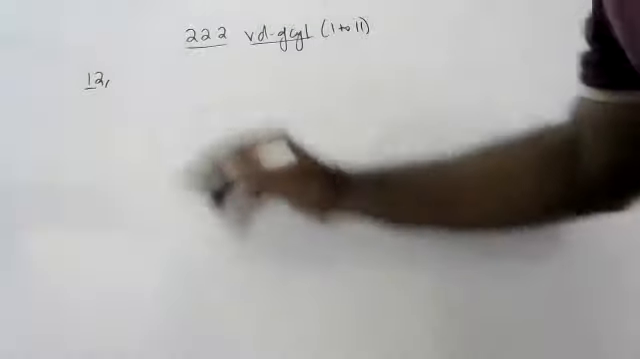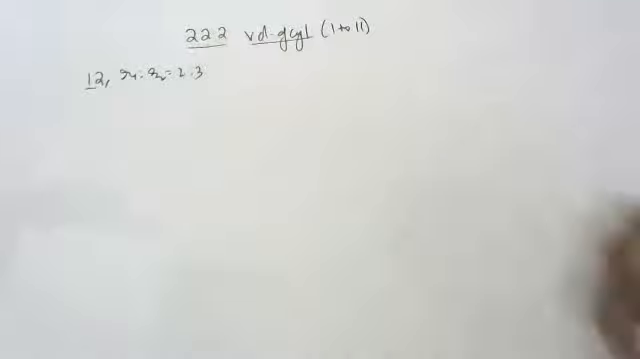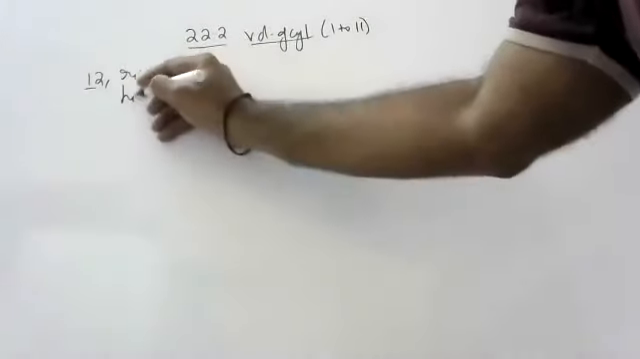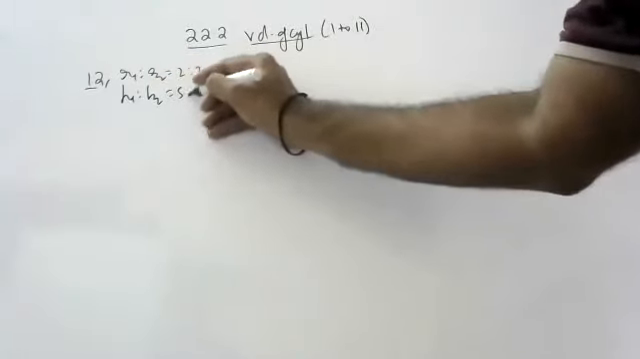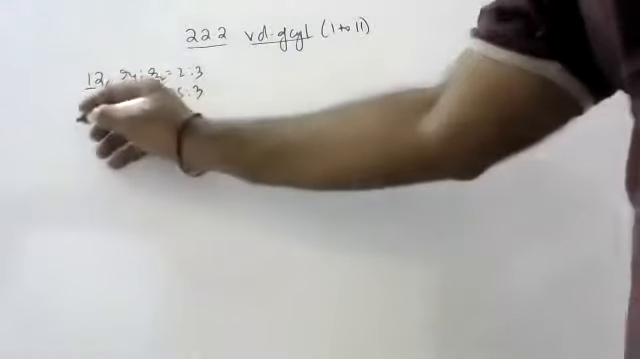The radii of two cylinders are in the ratio of 2 is to 3, and the heights are in the ratio of 5 is to 3. The question is, calculate the ratio of their volumes.